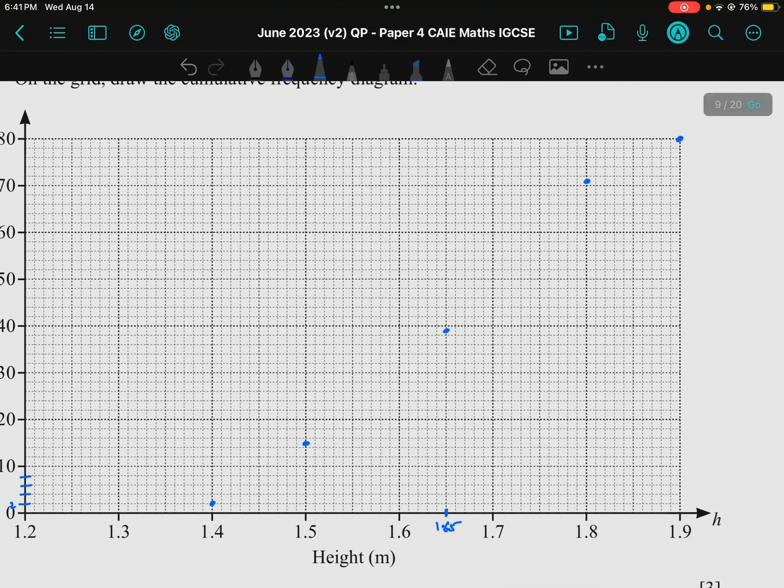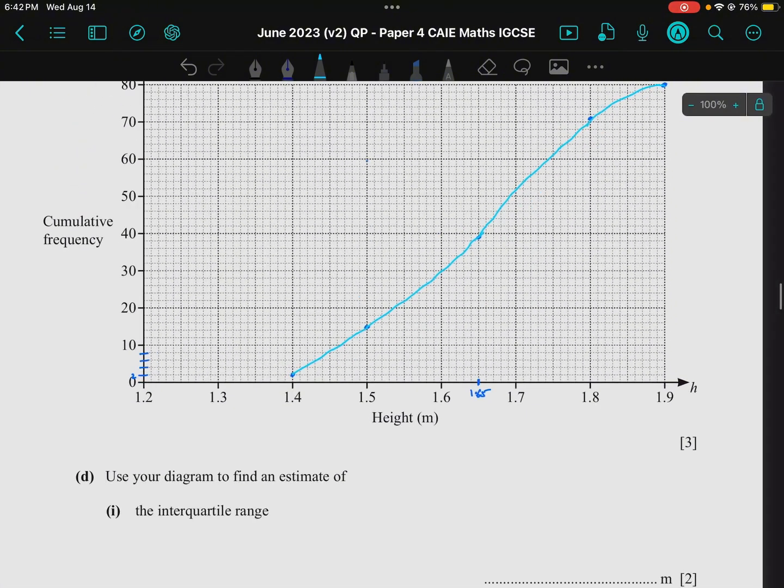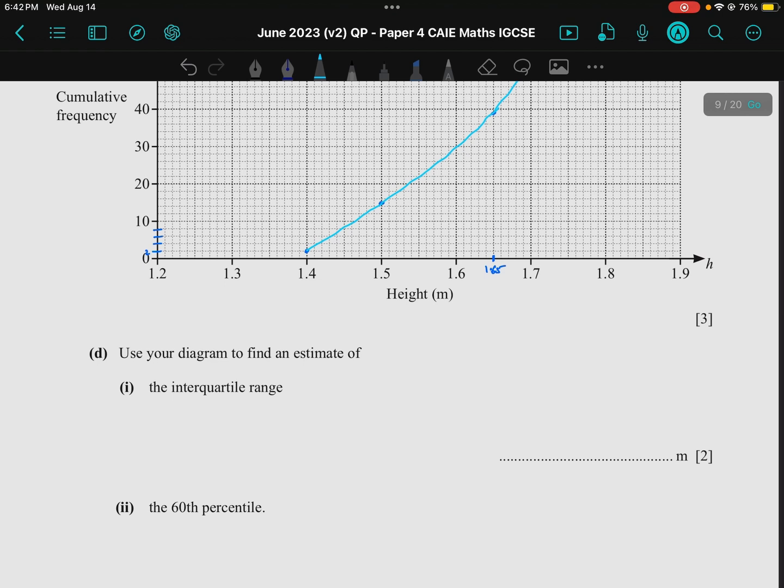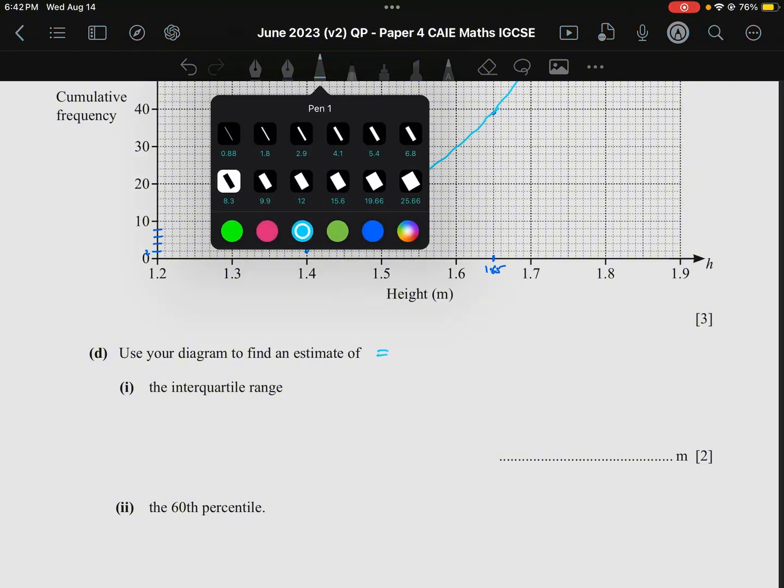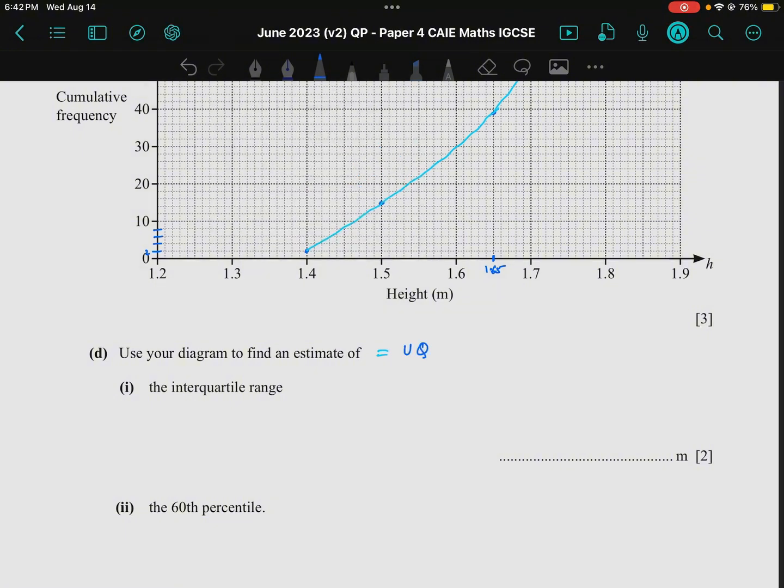So when you draw your curve, taking a light shade to represent it, it will be coming like this. Okay, now use your diagram to find an estimate of the interquartile range. Interquartile range is what? It is upper quartile minus lower quartile.